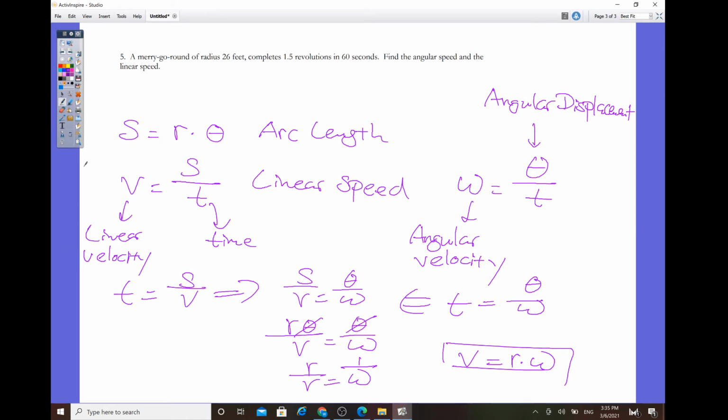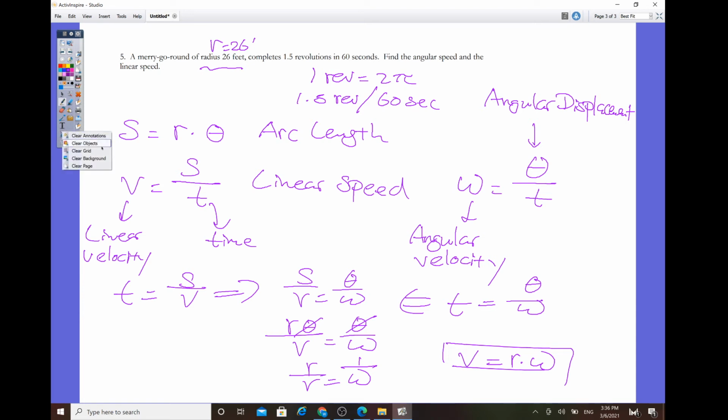A merry-go-round of radius 26 feet completes 1.5 revolutions in 60 seconds. So this basically tells you the number of times that merry-go-round goes around in 60 seconds. It goes 1.5 revolutions. One revolution is considered 2 pi, and now it's 1.5 revolutions for every 60 seconds. So what does that tell you? We'll find out.